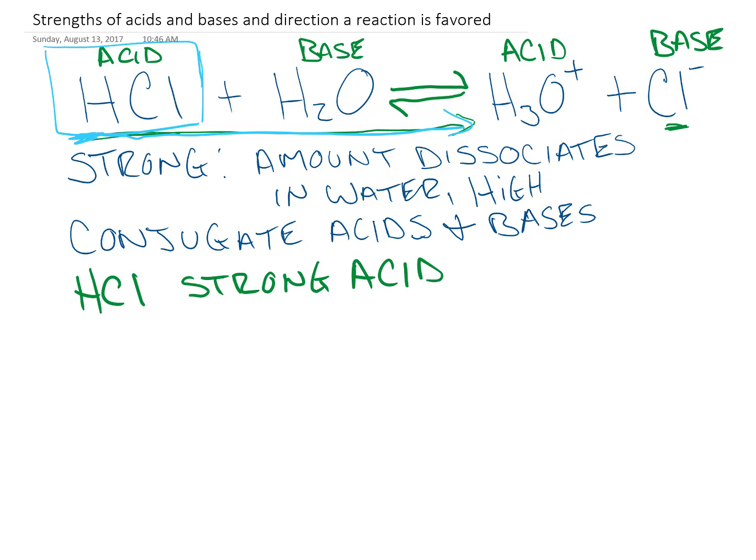And the way your book words it is that because H3O plus is a weaker acid than HCl, the reaction is favored in that direction. So they're saying exactly what I've done with this arrow here. This guy dissociates easier, so the reaction is going to go this way, in the direction of our weaker acid. That's all that means.